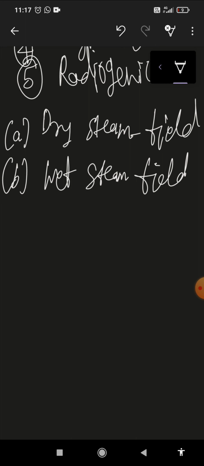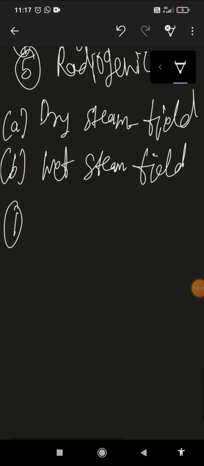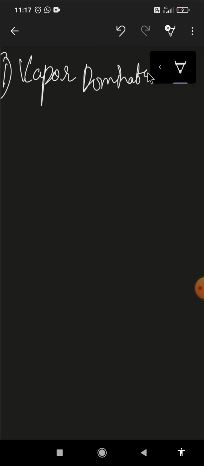This resource of geothermal energy can be utilized by a vapor dominated system, and this by a liquid dominated system. So this by vapor and this by liquid. We'll see one by one. We'll start with the first, the dry steam field, which is a vapor dominated system.